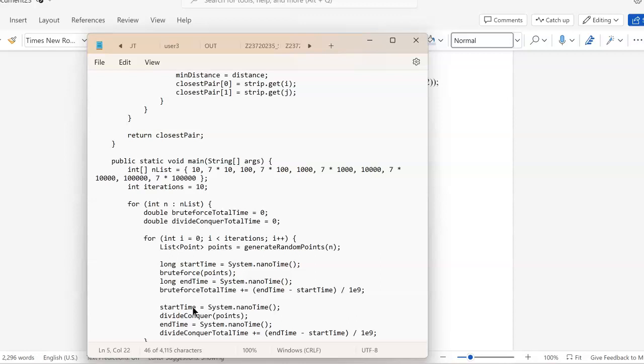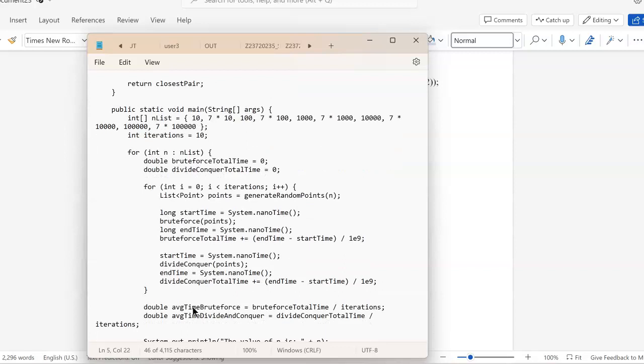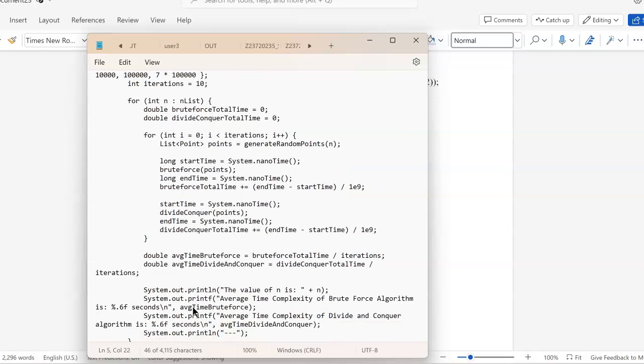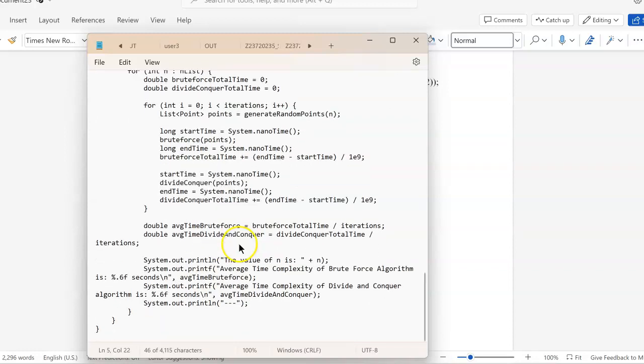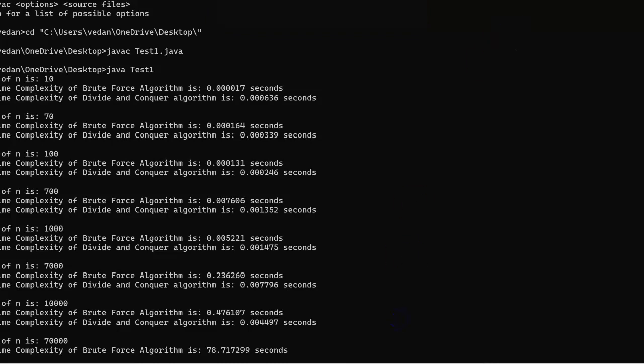Overall, this code demonstrates two approaches, brute force and divide and conquer, for finding the closest pair of points among a set of randomly generated points, and it measures and compares their average runtime complexities for different numbers of points. So, the output of the code is shown here in this terminal.